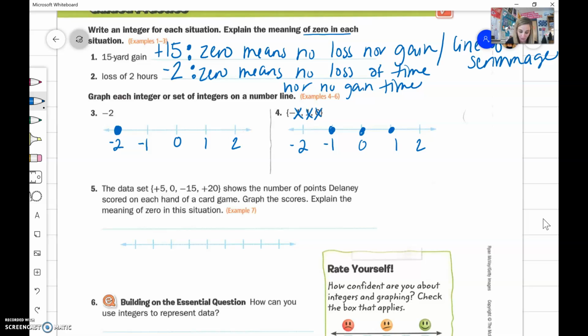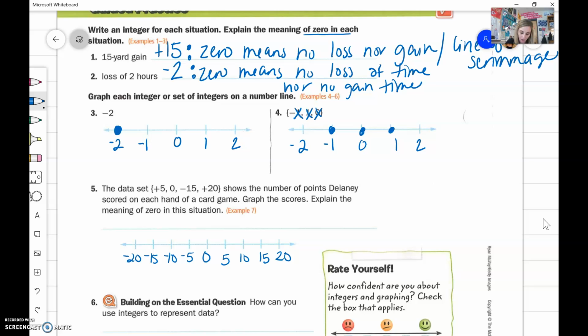Okay? All right, let's take a look at this one. The data set +5, 0, -15, 20 shows the number of points Delaney scored on each hand of a card game. Graph the scores. Explain the meaning of 0 in the situation. Well, 6th graders, look at this line that they have. Is it going to make sense for us to go 0, 1, 2, 3, 4, 5? No. Instead, I'm going to graph them by 5s. So I'm going to put 0 in the middle, and then I'm going to go 5, 10, 15, 20, and then -5, -10, -15, -20.